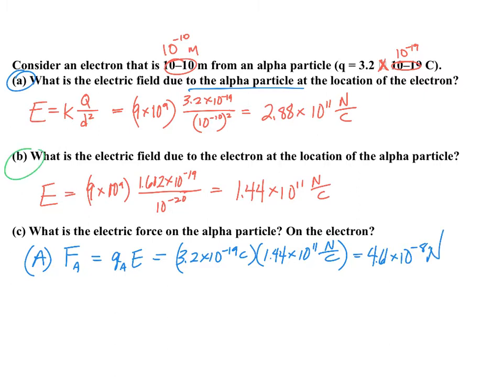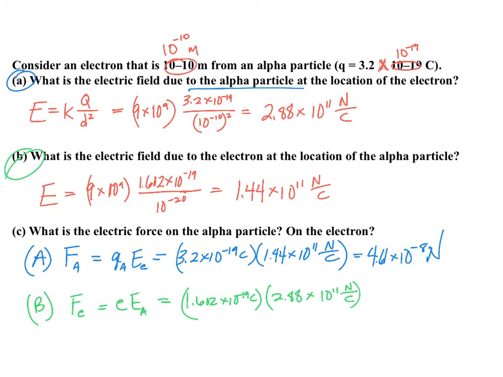And for B, the force on the electron is going to be the fundamental charge on an electron times the electric field that we were dealing with, which would be of the alpha particle. So I guess I should put "of the electron" up there. And 1.602 times 10 to the minus 19 times the other field, the 2.8 times 10 to the 11th newtons per coulomb.